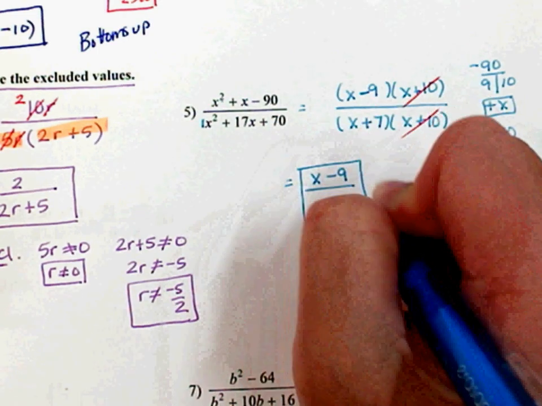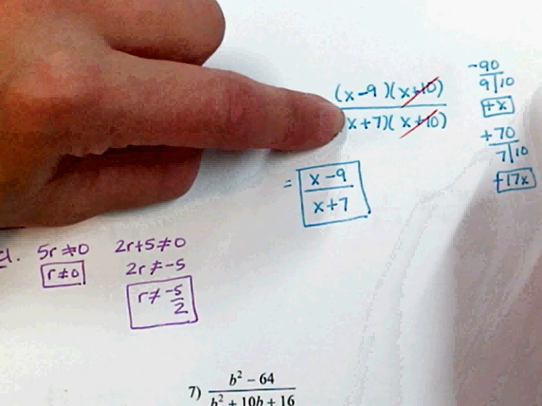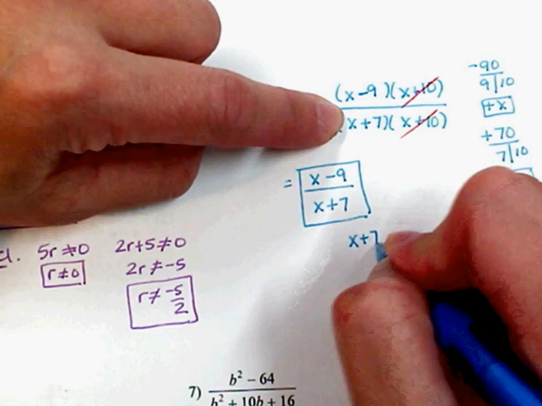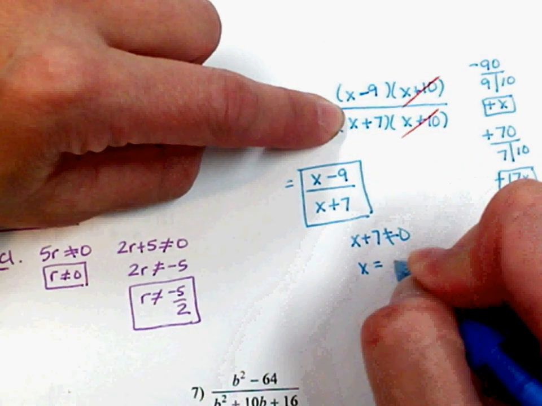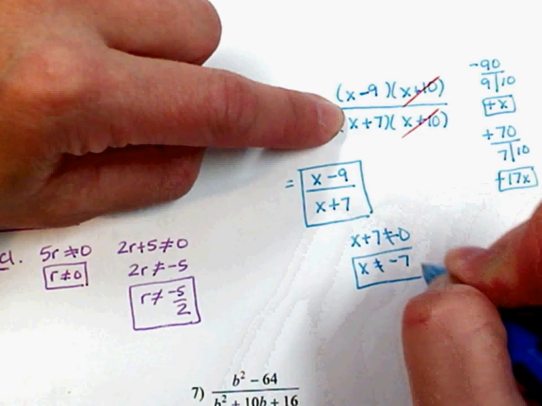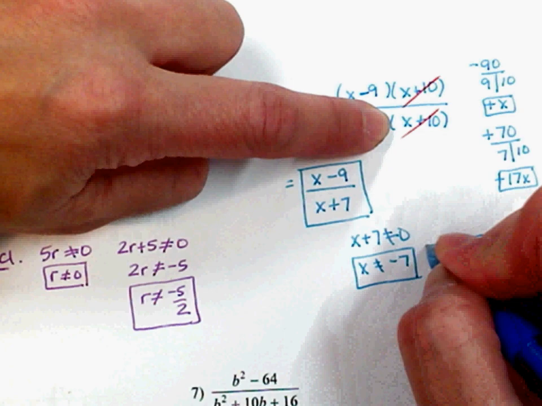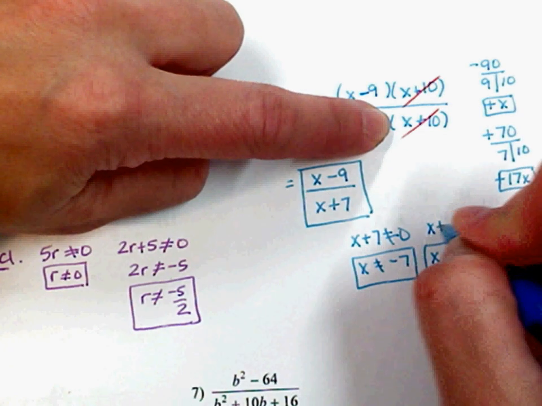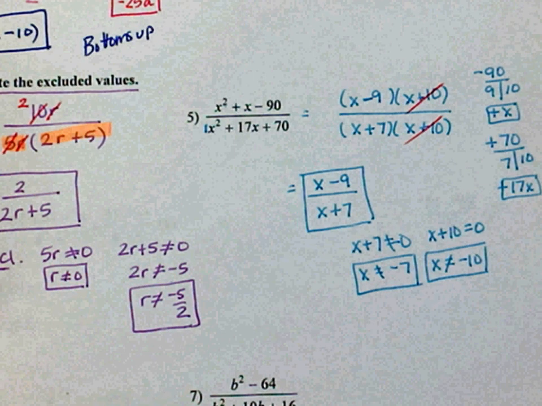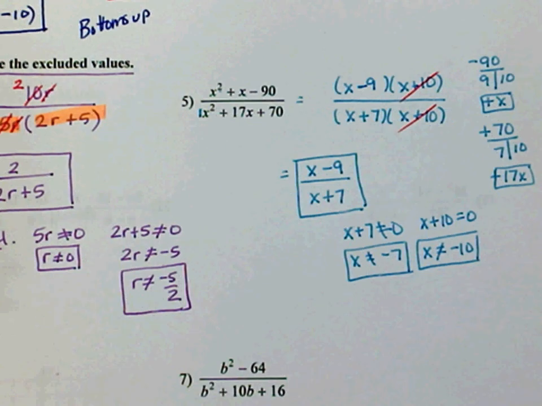And what can x not be? Set that equal to 0. x cannot be negative 7. And the other one, x cannot be negative 10. Because you would set this equal to 0. Just like that. Okay. All right.